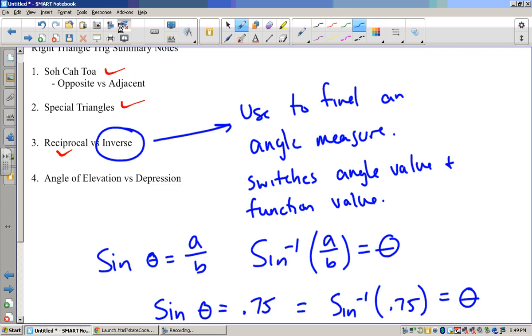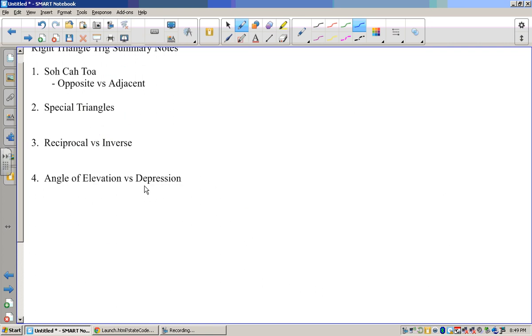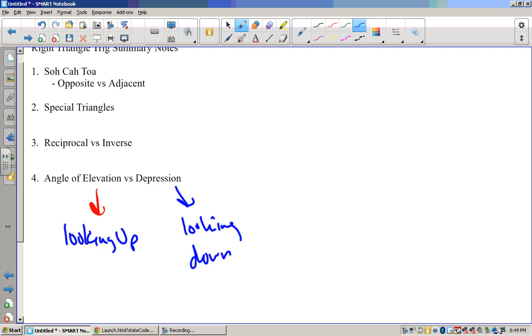All right, good. Last piece: angle of depression versus elevation. Okay, elevation, you are looking up. Depression, you are looking down. So you have to think of it kind of as how you're looking at it, and set your triangle up in this way.